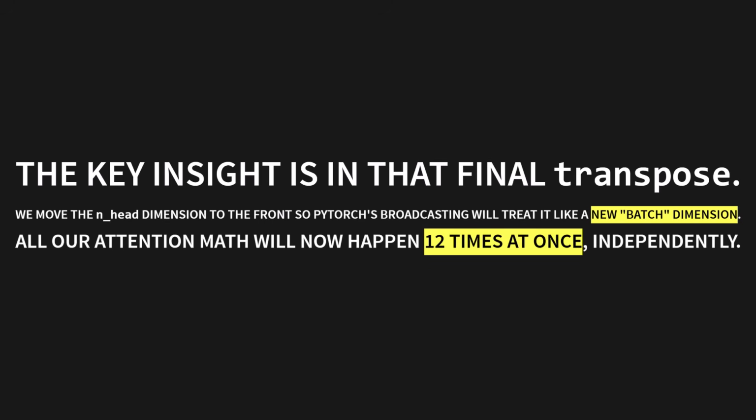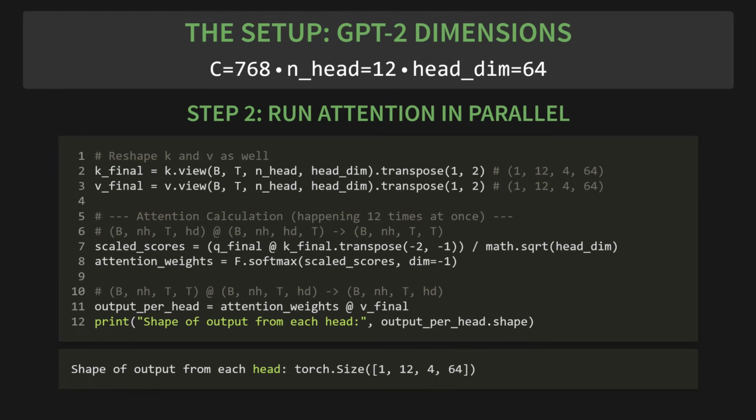Step 2. Run attention in parallel. We do the exact same reshaping for K and V. So K_final and V_final both get reshaped and transposed into that same 1, 12, 4, 64 shape. Now for the attention calculation, which is happening 12 times at once. We multiply Q_final by K_final transposed. That's a B, n_head, T, head_dim matrix multiplied by a B, n_head, head_dim, T, which gives us a B, n_head, T, T.